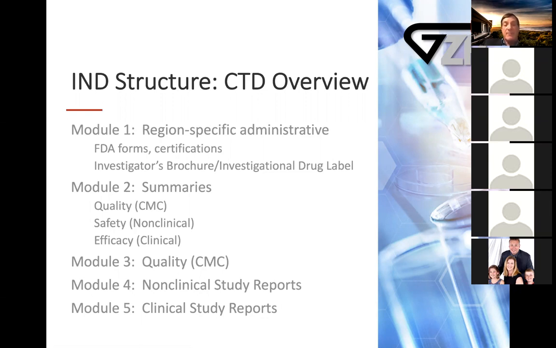The region-specific administrative FDA forms and certifications for an IND, the investigator brochure, and the drug label are in Module 1. Module 2 are the summaries of quality, safety, and efficacy. Module 3 is the complete quality dossier, and this is complete. It's basically a summary and detailed reports on all of the CMC data. Module 4 is all of the non-clinical study reports: pharmacodynamics, toxicology, safety pharmacology, ADME, PK. And Module 5 is any clinical study reports. If it's a first in human trial, then Module 5 is typically going to be empty or might contain the clinical protocol that you intend to support with the IND for a first in human.